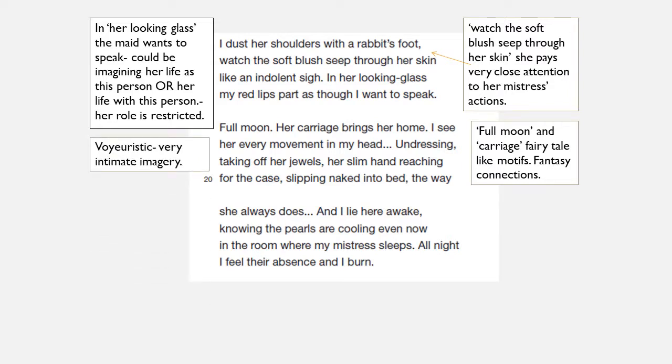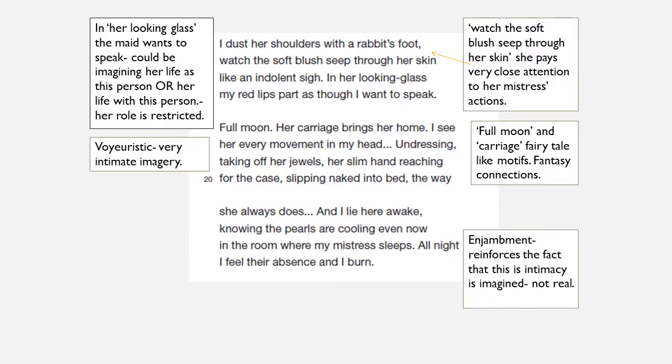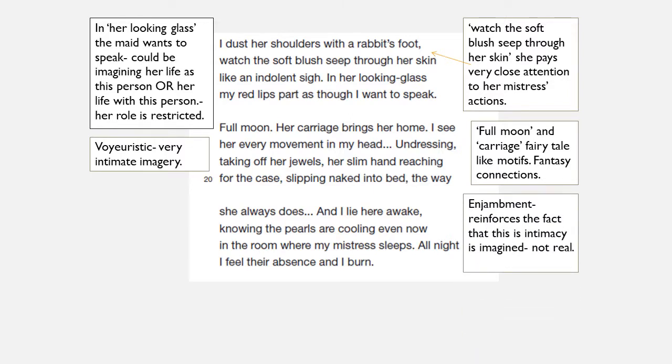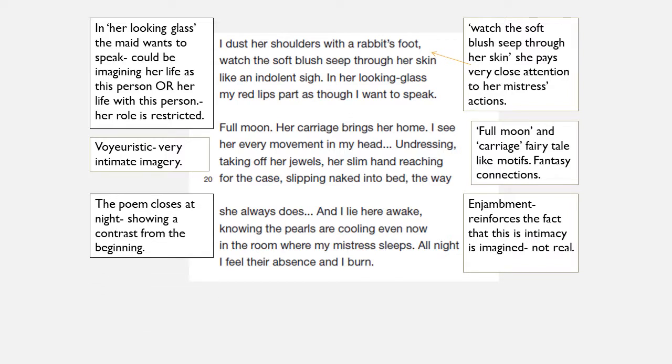Voyeuristic imagery, very intimate, shows that physical desire again. Enjambment reinforces the fact that this is imaginary, not real, like she would wish it to be. And the poem closes at night, showing a contrast from the beginning and exacerbating this prolonged sense of desire and yearning. Our whole day is constructed and revolves around this deep-seated yearning to either be the mistress, as a lot of you seem to think, or in my opinion, be with her, or maybe it's both.